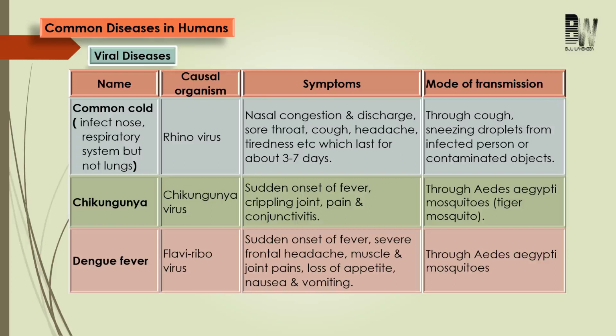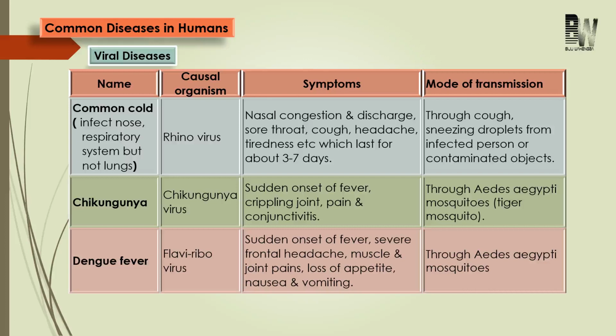Some other symptoms are nasal congestion, excessive nasal discharge, sore throat, cough, headache, tiredness, which can last for about 3 to 7 days. Next, come to chikungunya and dengue fever. These two diseases are transmitted by a carrier or vector, that is the Aedes mosquito. Chikungunya is caused by the chikungunya virus, and dengue is caused by flavivirus.